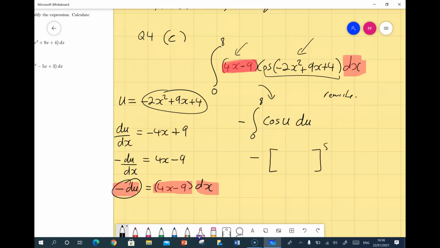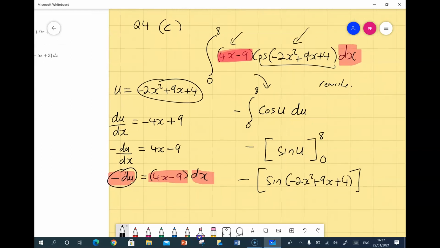Okay, so it's from 8 to 0. We go for the integral of cosine, which is sine. Remember, I can't use 8 and 0 unless I convert it, and what I'd rather do is just put in the original u, and we said u was minus 2x squared plus 9x plus 4. Yeah, you can convert it if you want, but it's going to take exactly the same amount of lines. I used to think it's faster, but it's really not.